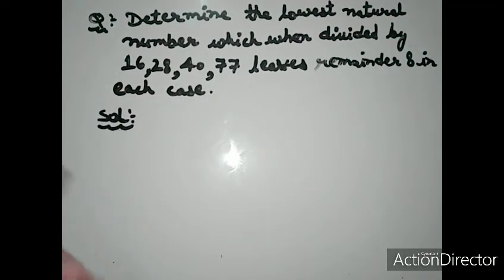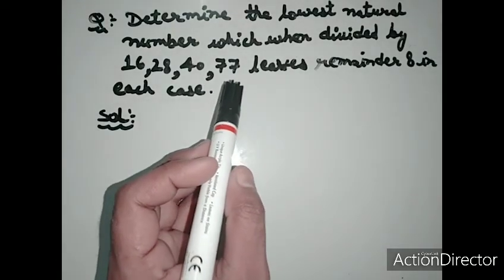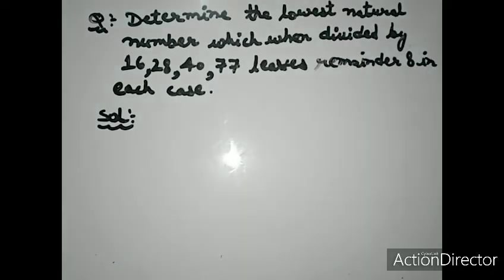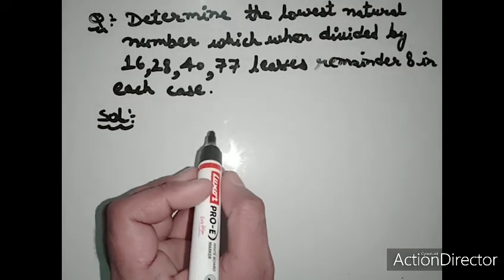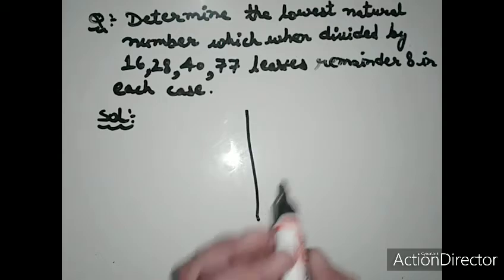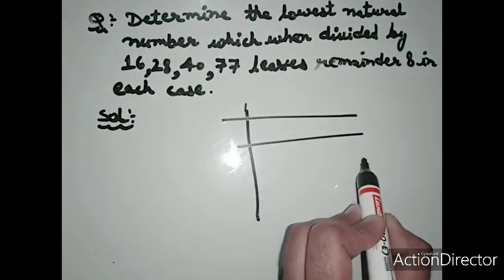So dear students, we know that the lowest number divisible by 16, 28, 40 and 77 is their LCM. Therefore the required number must be 8 more than their LCM. So we first calculate the LCM of all 4 numbers. Here we use the common division method.